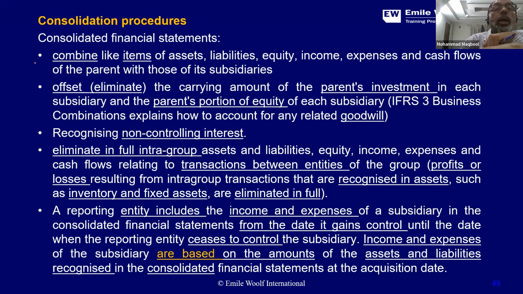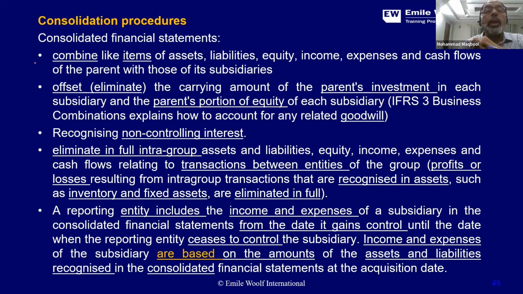What we do is we combine all like items of asset, liability, equity, income, expenses, cash flows of the parent with those of the subsidiary. Like if we have a plant, we combine plant with plant, land with land, vehicle with vehicle, overdraft with overdraft, long-term loan with long-term loan, revaluation surplus with revaluation surplus, sales with sales, interest income with interest income, interest expense with interest expense, administrative expense with administrative expenses. That's what we do. Okay.